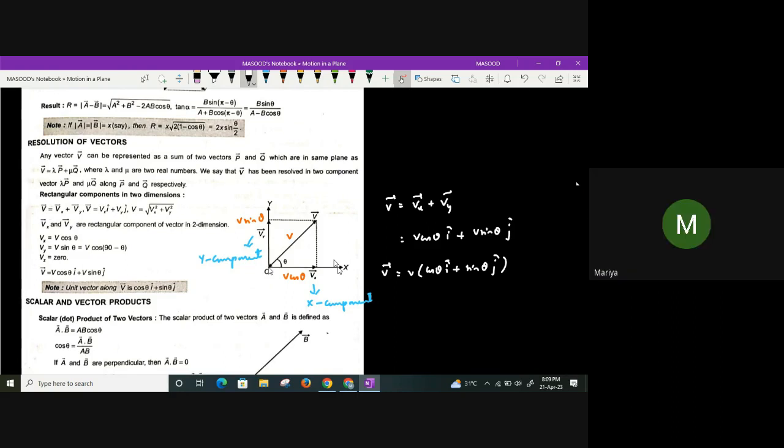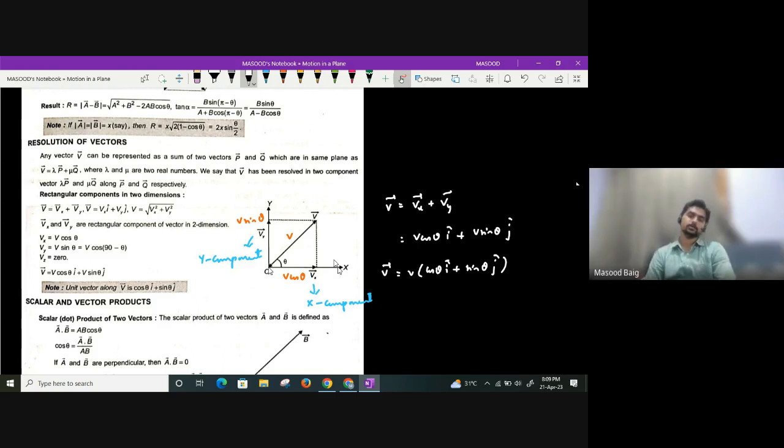Two. Again, a vector can have infinite components, guys. How many components can a vector have? Infinite components. But it can have two perpendicular components in a plane, three perpendicular components in three-dimensional space, four perpendicular components in four-dimensional space, five perpendicular components in five-dimensional space. But in general, how many components can a vector have? It can have n number of components, infinite components.